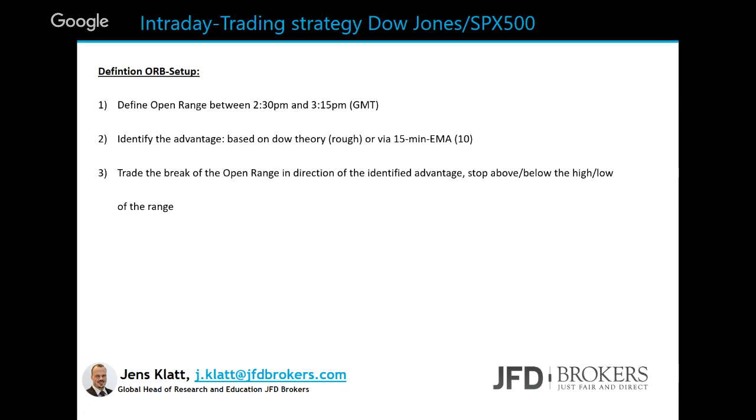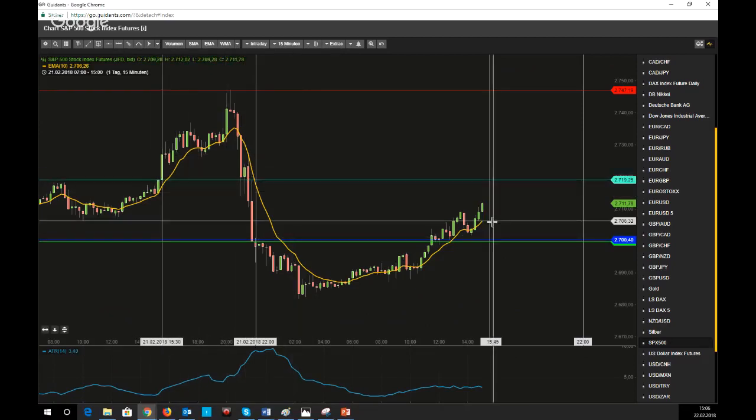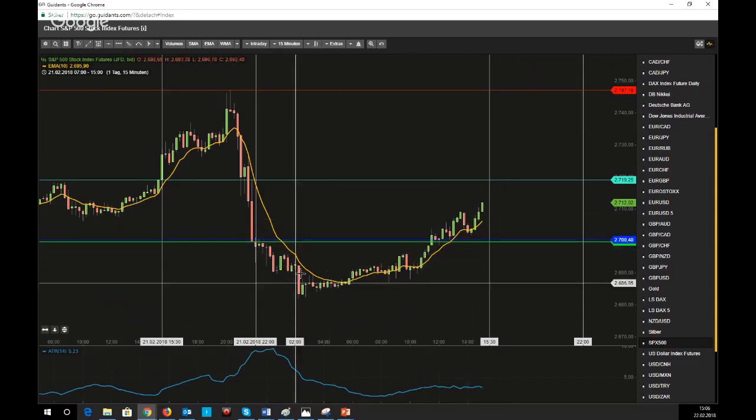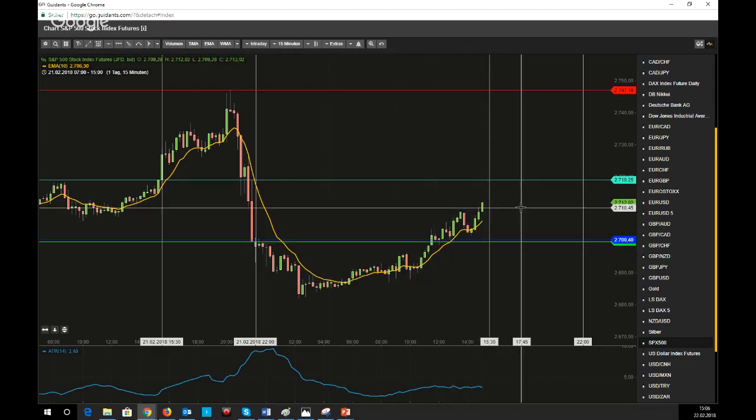But, and this is the thing, based on what I just told you and on this price action from yesterday, I have to say that if there is a long setup generated, meaning we are trading above this yellow line here and breaking above the high of the defined range between 230 and 315, I'd probably reduce my position size.